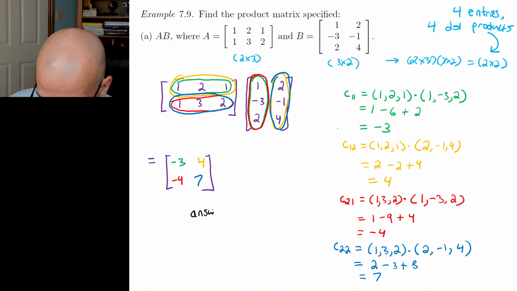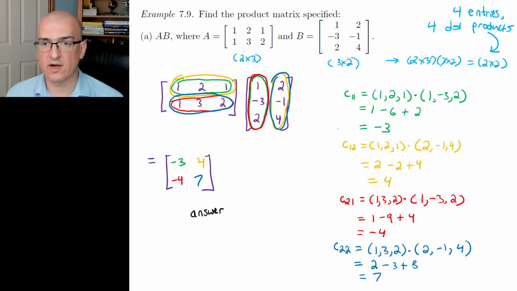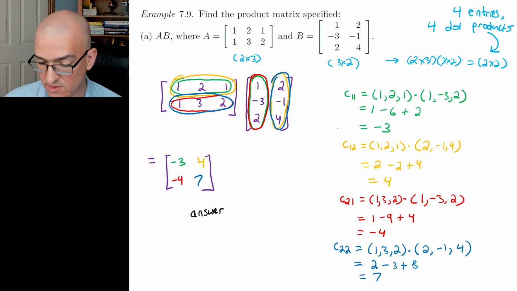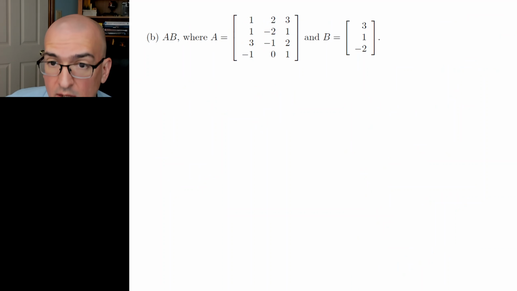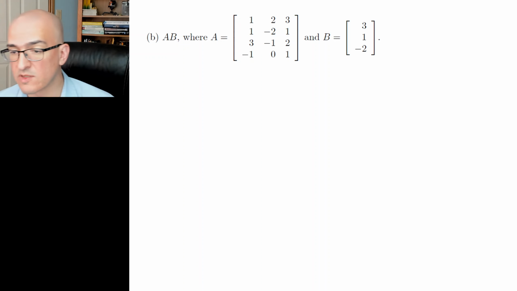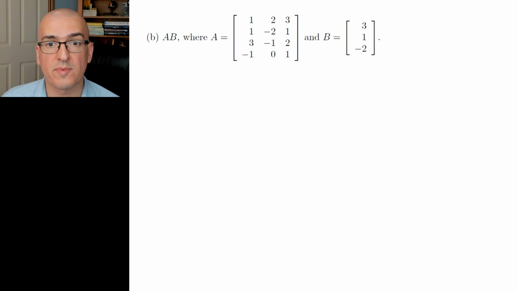So we created a new matrix. It's 2 by 2, so 4 entries. Each entry came from a dot product, and they're all color coded as indicated here. And let's see, what do we do? Oh, we can't do this one in 1 minute, so we'll stop and go to the next video.